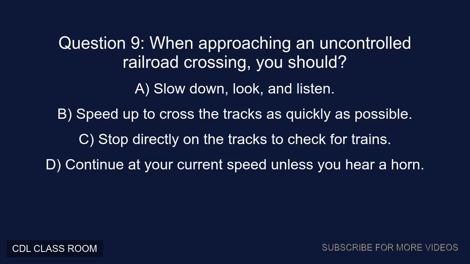Question 9. When approaching an uncontrolled railroad crossing, you should: A. Slow down, look, and listen. B. Speed up to cross the tracks as quickly as possible. C. Stop directly on the tracks to check for trains. D. Continue at your current speed unless you hear a horn. Correct answer, A. Slow down, look, and listen.